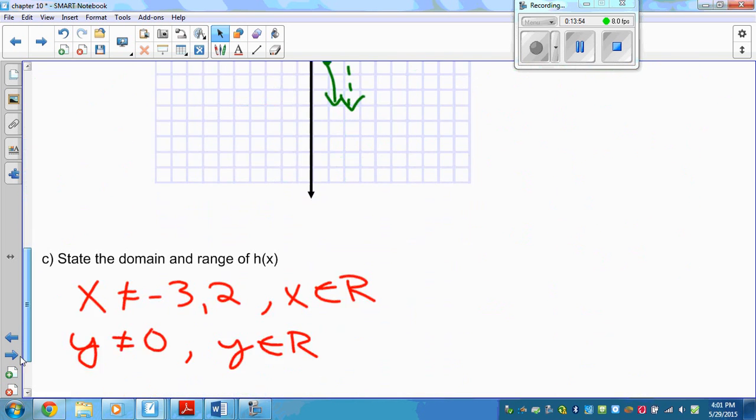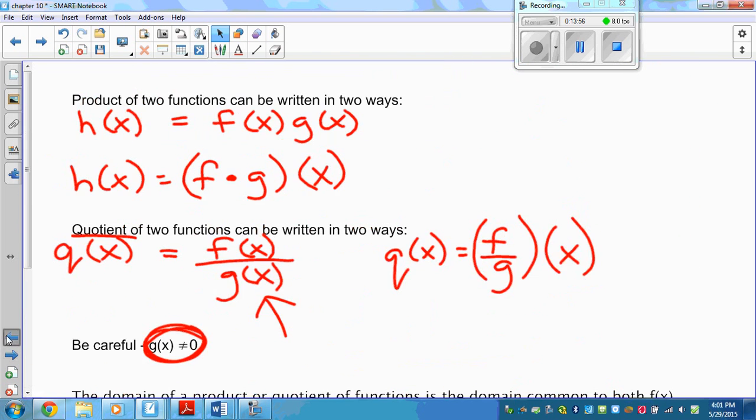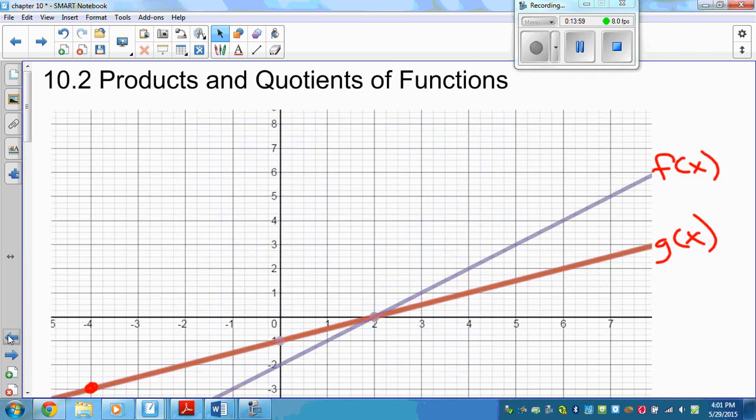Okay? So for tomorrow, or for Monday rather, make sure that you have this table filled out right here.